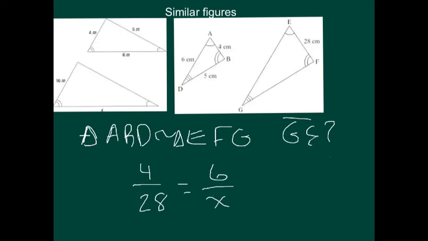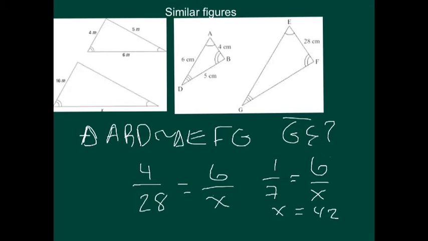So again, I could reduce my fraction to 1/7 if I really wanted to, and that would just make my multiplication easier, so I wouldn't have to multiply 6 times 28 and then divide by 4. And I would end up getting 42. So I would know that GE is 42. And then I could be like, oh, okay, you know what? I already found GE, let me now find GF.